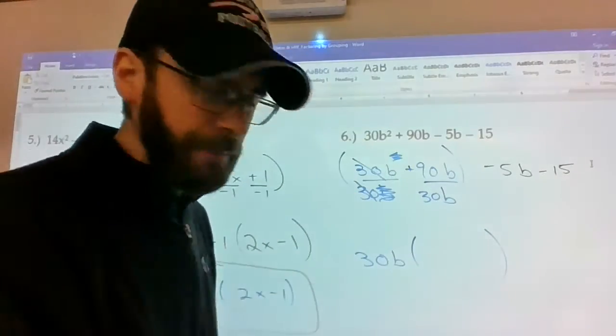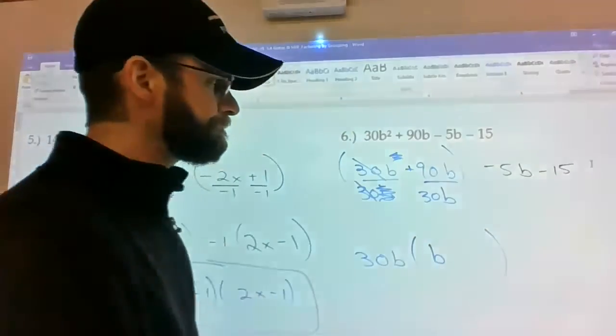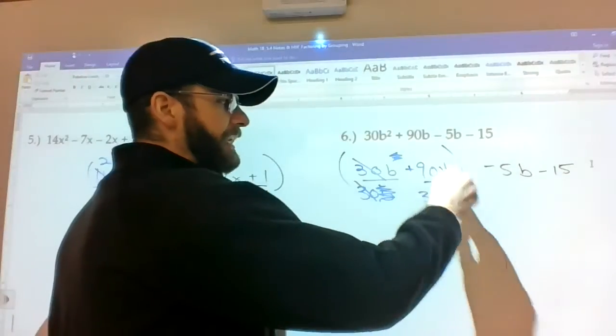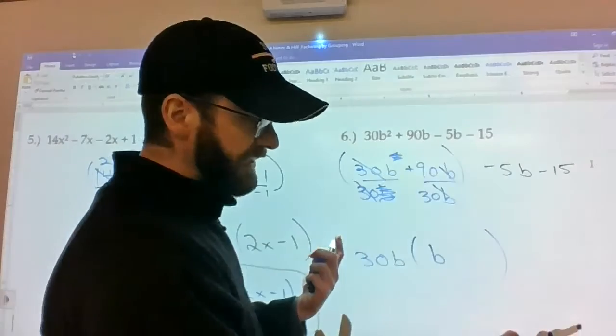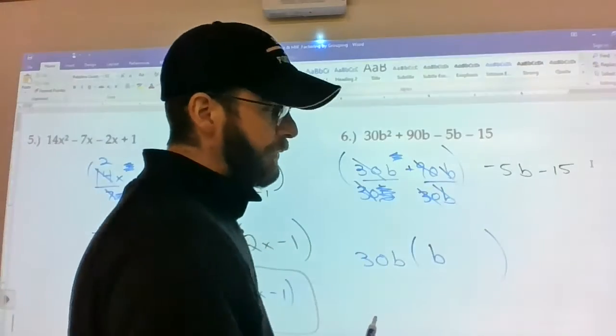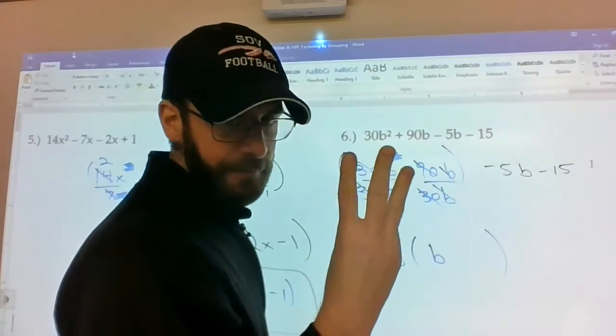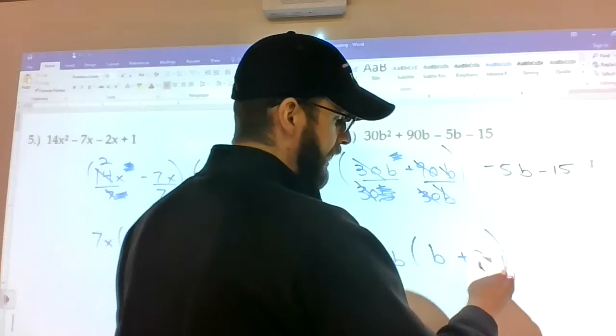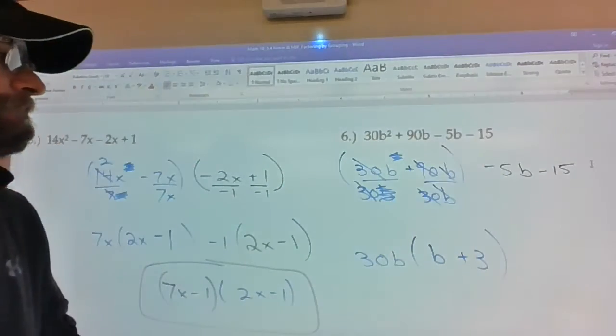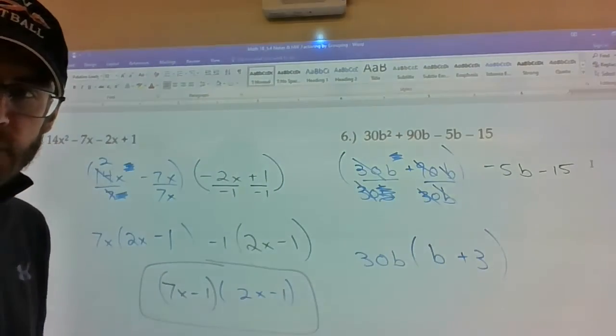I'm just going to keep it as b. Second part, the b divided by b, there are no b's left. 90 over 30 would be 30, 60, 90. So you're left with a positive 3. All right, there's the blue group totally factored.